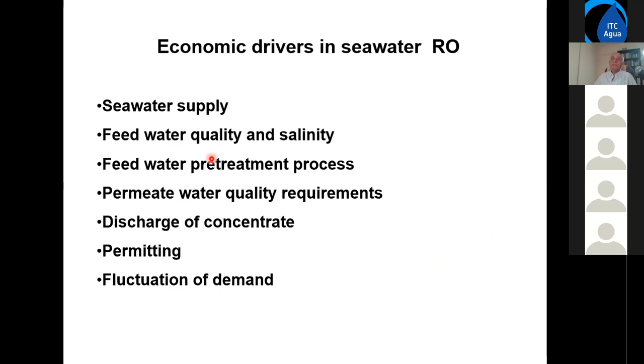Permeate water quality requirements. Do we need a boron limitation? We definitely need a second pass. We need very low salinity. Yes, we need a second pass. And of course, we have to stabilize the water. Discharge of concentrate. Can we discharge directly? We may have to have a very long tunnel to discharge the concentrate. If we do, then we need proper hydraulic gradients, and the power consumption of the plant will be higher.